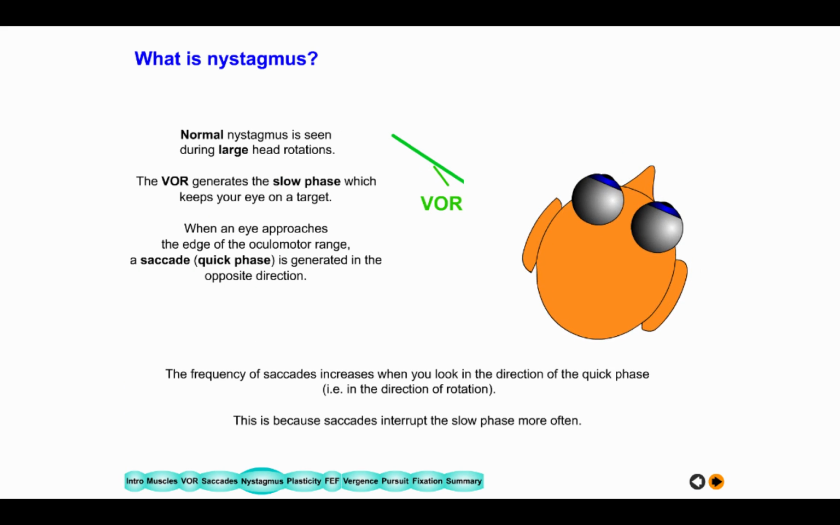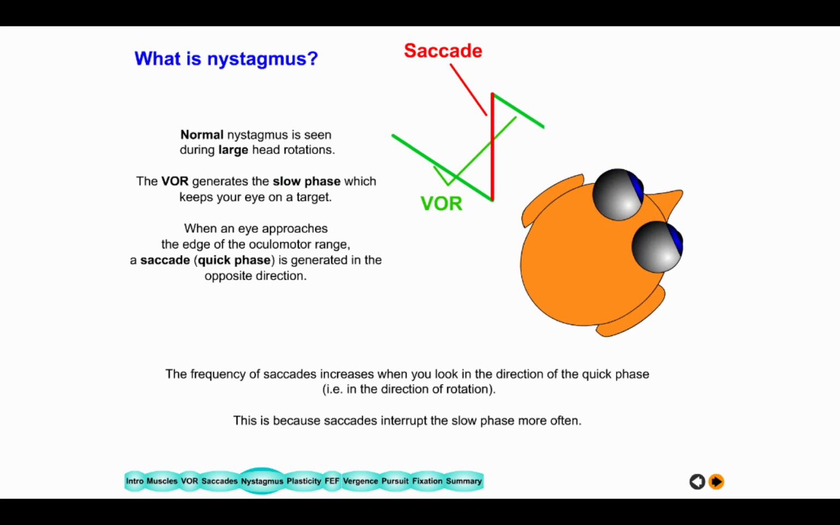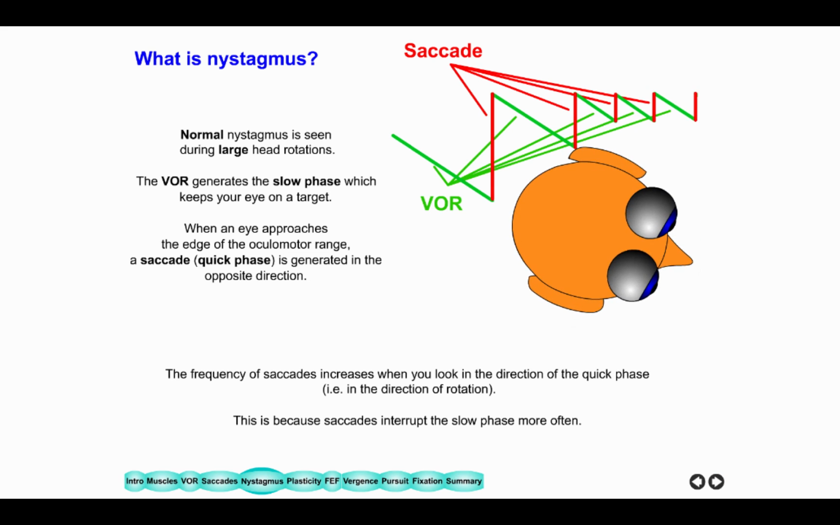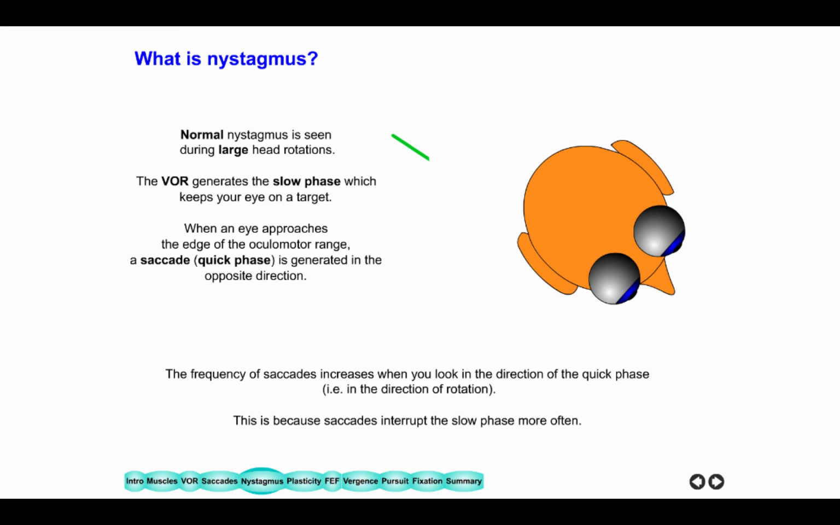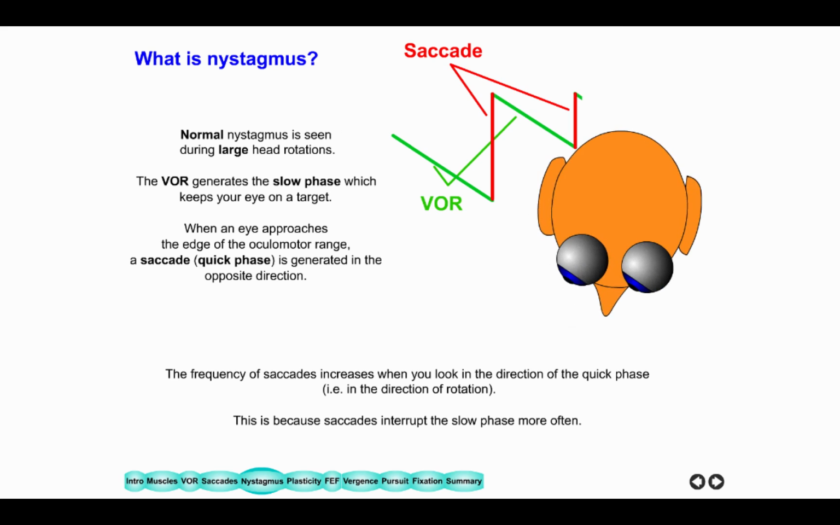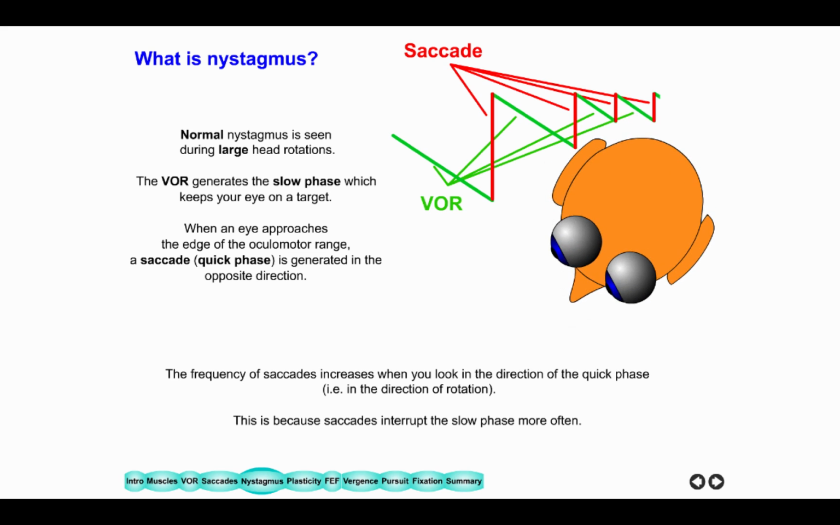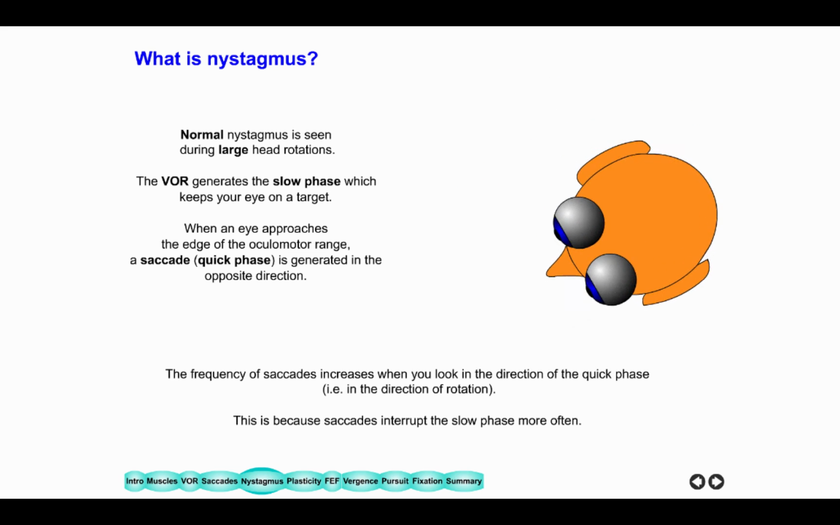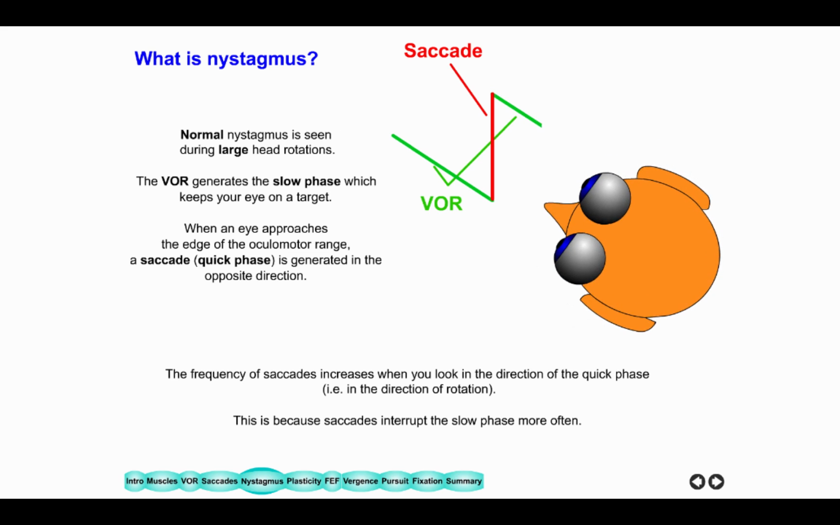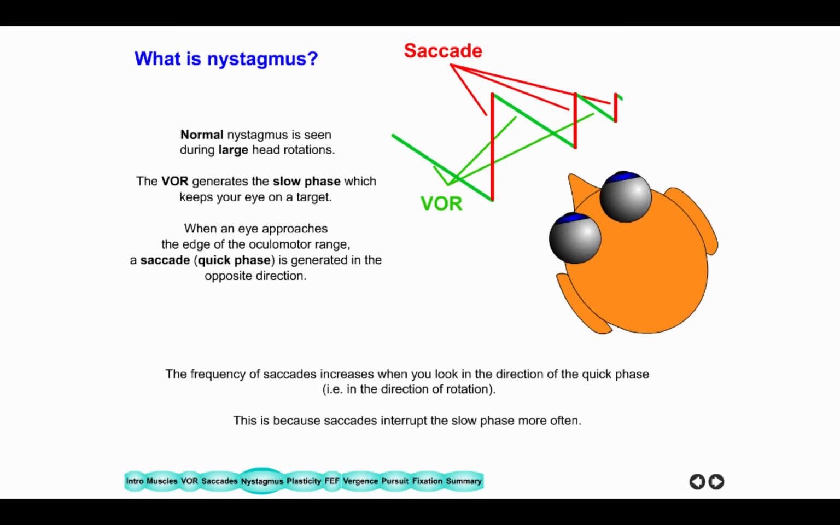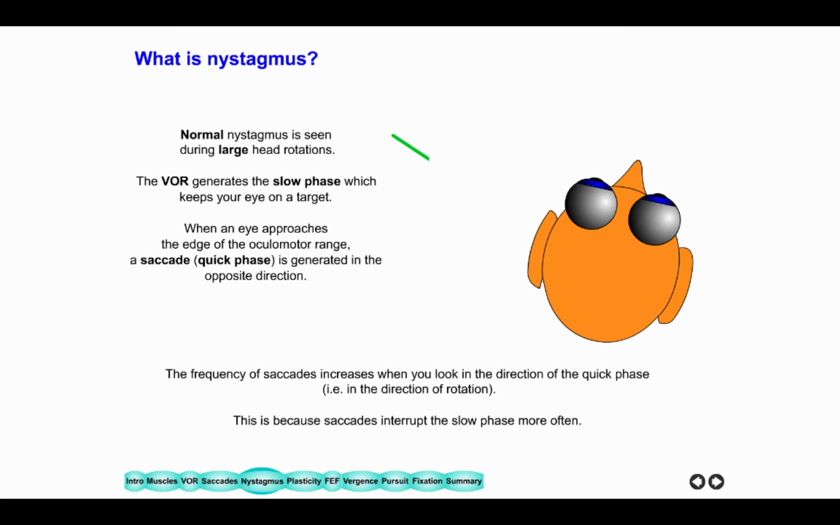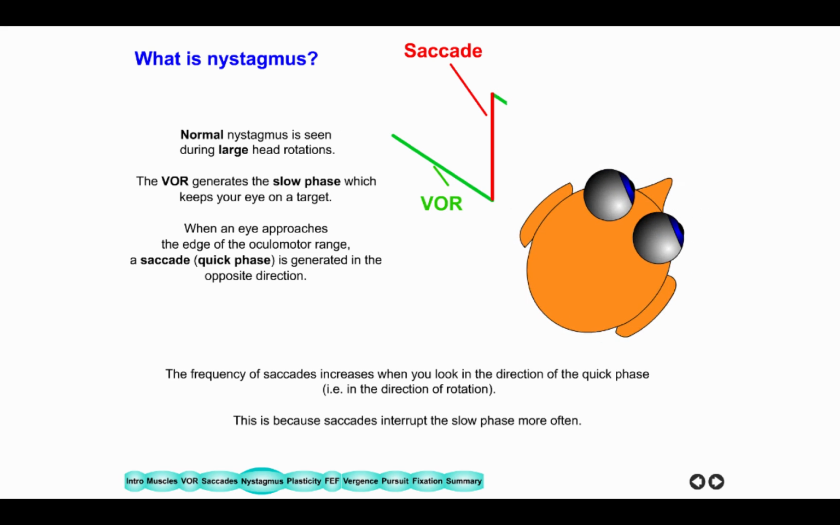Well, your VOR does the same thing to your eye. You can see here that the eye makes this nystagmus. If you go round and round and round, it makes a saccade, and then a slow movement, and then a saccade and a slow movement. The slow movement is coming from your VOR. So if you're turning faster, the VOR would turn your eye faster in the opposite direction.